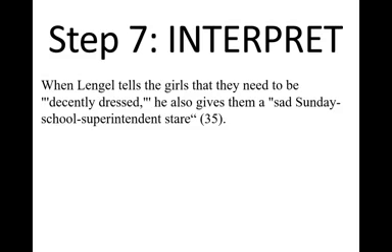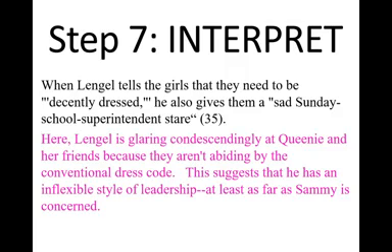When Lingle tells the girls that they need to be decently dressed, he also gives them a sad Sunday school superintendent stare. So there's your quote. And then here's our interpretation. Here, and that "here" is referencing the information in this sentence, Lingle is glaring condescendingly at Queenie and her friends. That's really a paraphrase of the sad Sunday school superintendent stare. Lingle is glaring condescendingly at Queenie and her friends because they aren't abiding by the conventional dress code.